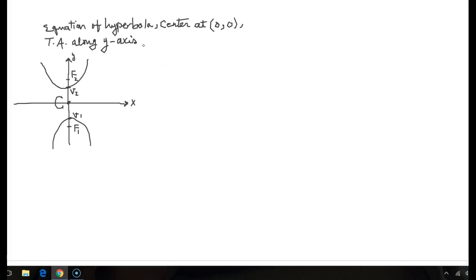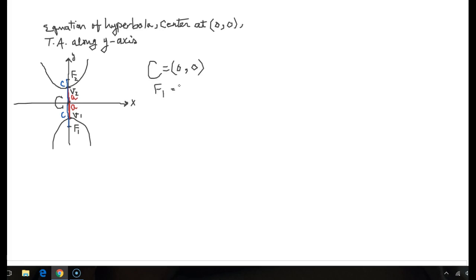As we already know, the distance between the center and each vertex is called a, and the distance between the center and each focus is called little c. So knowing that, and knowing that these 5 points are on the y-axis, we know that the center has coordinates 0, 0.